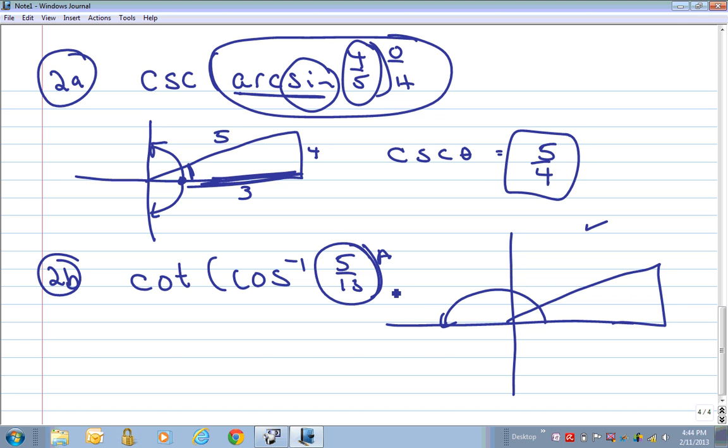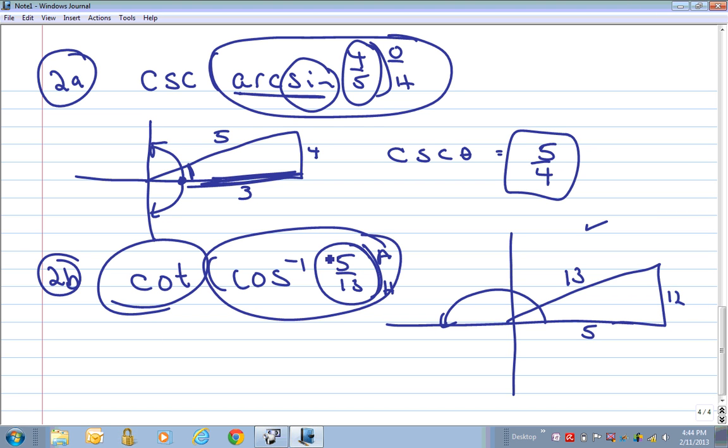Cosine is adjacent over hypotenuse, so adjacent would be 5, hypotenuse would be 13. The Pythagorean theorem makes my missing side 12. Now I want cotan. So I used all of this to get my triangle. I'm done with that. Now I want cotan. Remember, cotan is going to be adjacent over opposite. So adjacent would be 5, opposite would be 12, and I am done. All right, let's move on.